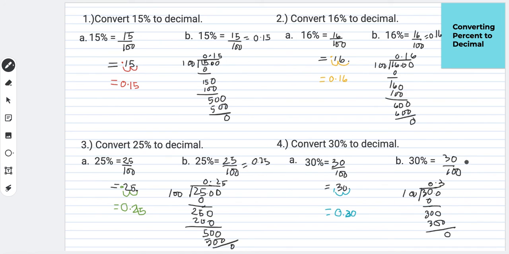The equivalent now of 30% in decimal is 0.3, or they are just the same as also 0.30. This is now the equivalent of 30% in decimal form. 0.30 is equivalent to 30%.